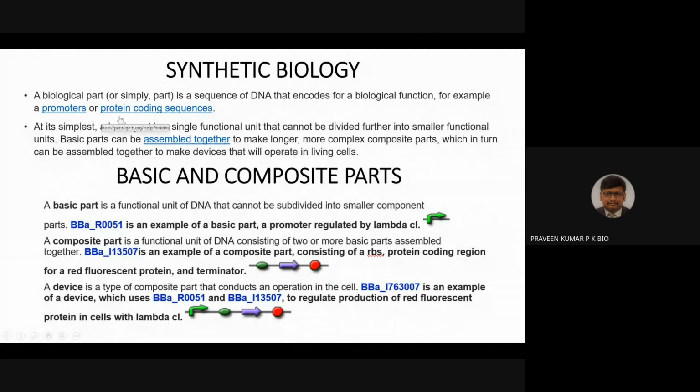For example, promoters or protein coding sequences. So generally, you link multiple components to form genetic circuits. This is a part of the genetic circuit.